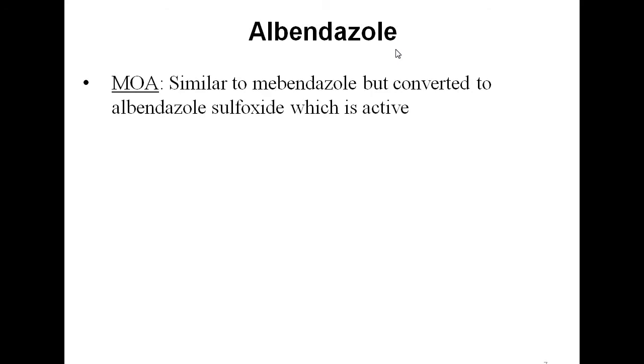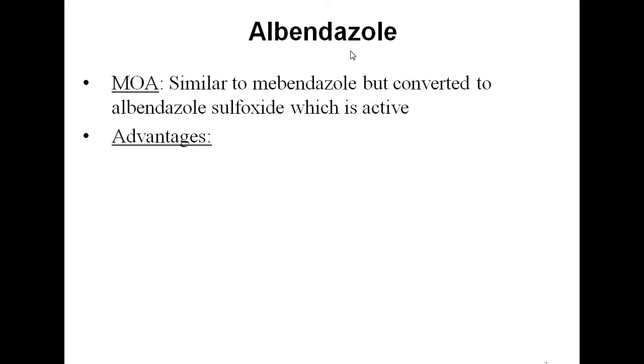Albendazole is chemically related to mebendazole. So the mechanism of action is similar, that is binding to beta-tubulin, blocking glucose uptake, and depletion of glycogen stores. Thus it is vermicidal and also kills the larvae and eggs. The active form of albendazole, that is albendazole sulfoxide, is the one which kills the worms.